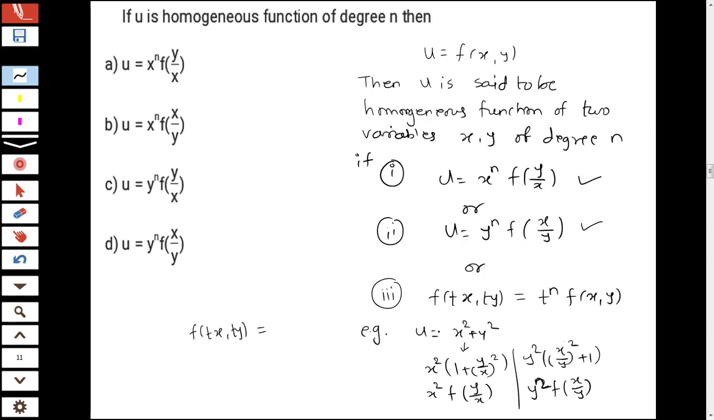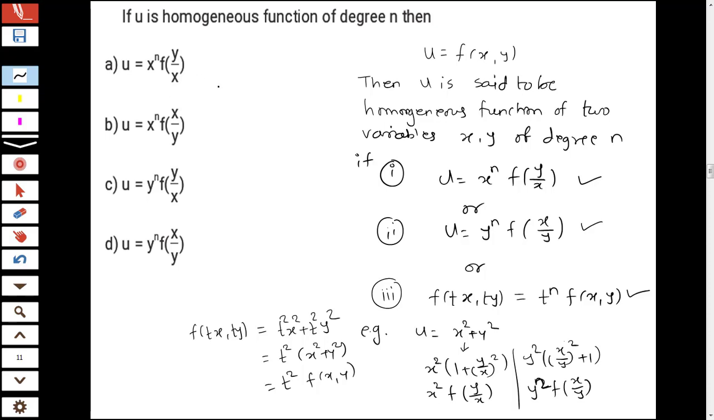Or you may consider third criteria, that f of tx, ty. Just replace x by tx and y by ty. So it is t square x square plus t square y square. Take that t square common, so into bracket what remains, x square plus y square. So t square into this x square plus y square is f of x, y. So it is in this third form, t raised to n f of x, y. So it is again by third criteria also homogeneous with degree 2. You may apply any criteria, you will get the same result. It will not happen that by first criteria you are getting degree 2, by another criteria you are getting degree 3. If it is homogeneous, it will be homogeneous with same degree by any criteria.